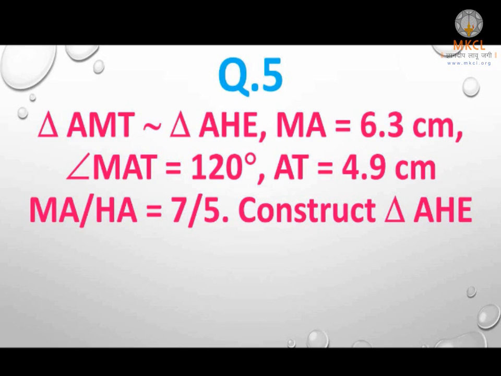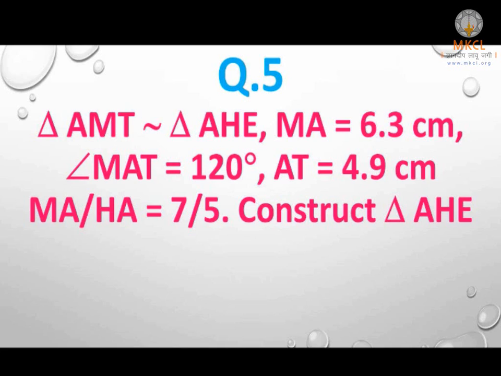Write the measurements of various segments given to you, and the ratio MA upon HA is 7 upon 5, which shows that MA is the larger side and HA is the smaller side. MA belongs to triangle AMT, HA belongs to triangle AHE. So obviously triangle AMT is the larger triangle, triangle AHE is the smaller triangle. Draw a truthful figure as per the data, and you will be able to show that the sides of the two triangles are in the ratio 7:5.